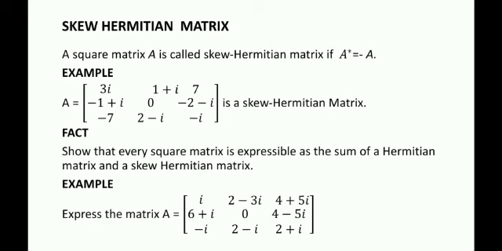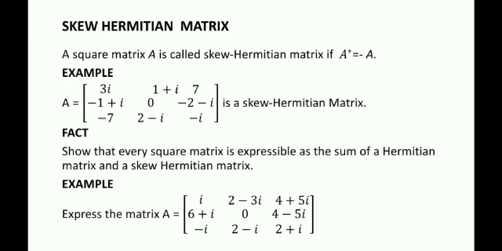By this way we will find A star and we will see that A star is equal to minus A. Therefore, this is an example of a skew Hermitian matrix. Now, the fact is that every square matrix is expressible as the sum of a Hermitian matrix and a skew Hermitian matrix. In this fact, we are saying that if a given matrix is square, then it can be expressed as the sum of a Hermitian matrix and a skew Hermitian matrix.